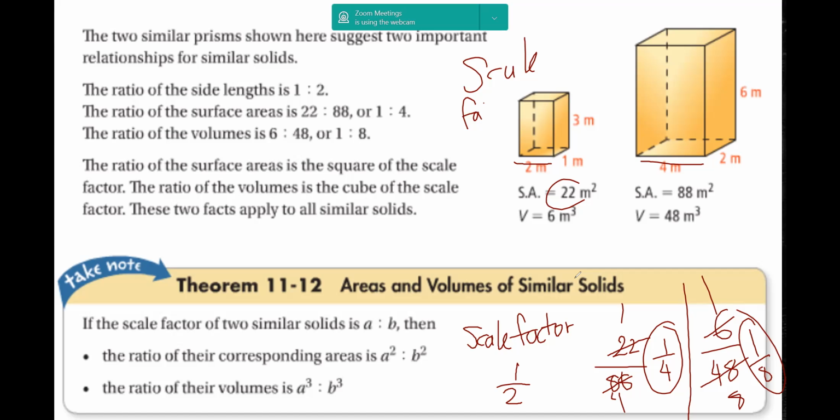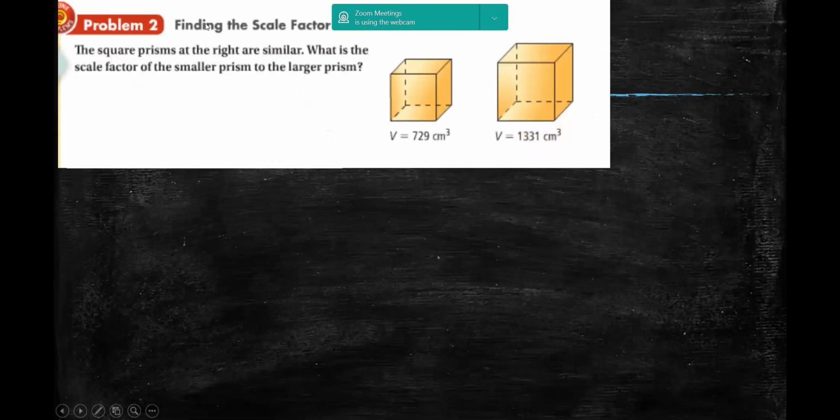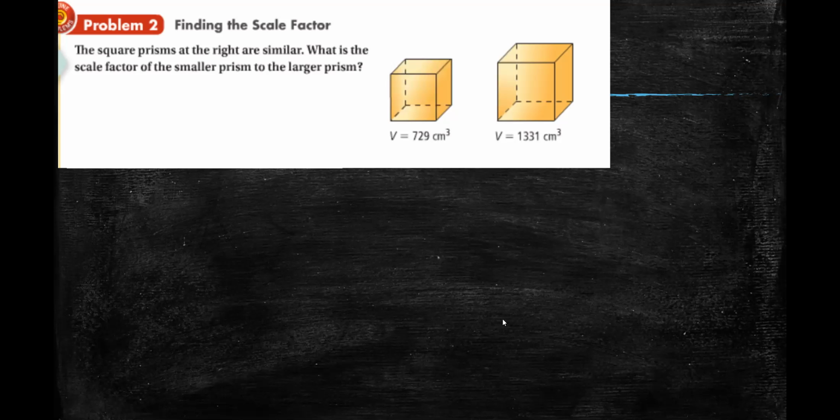This is how we can write the ratios. Let's now find the scale factor. Now, the square prisms at the right are similar. What is the scale factor of the smaller prism to the larger one?